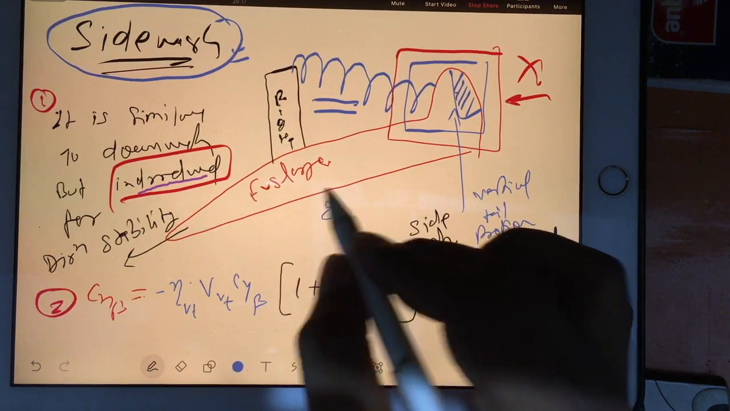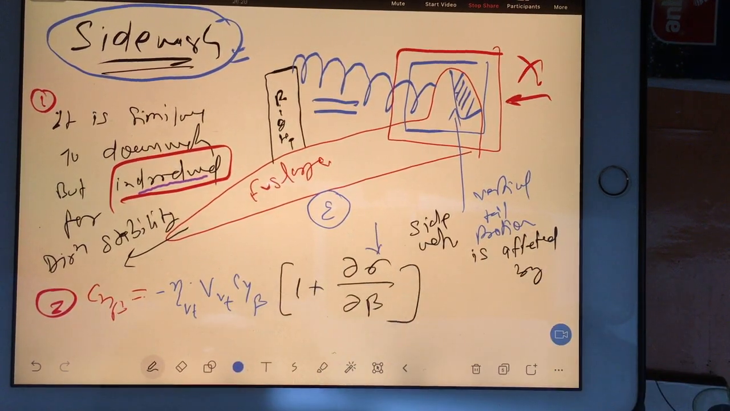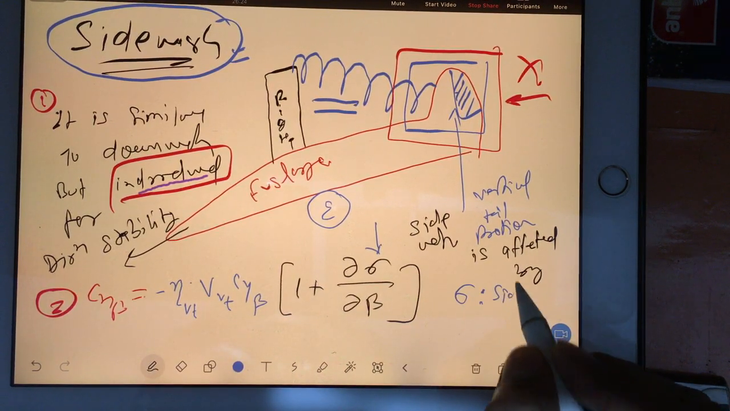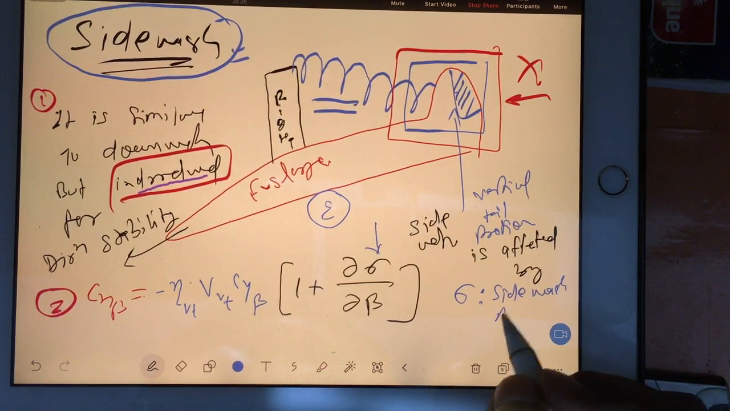See, we were using epsilon for downwash and we are using sigma for side wash. So you write here where sigma is side wash angle.